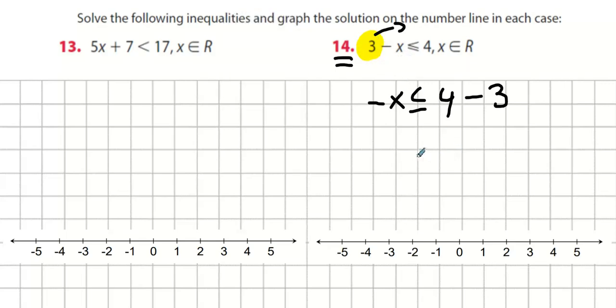The minus belongs to the x. Okay. Now we're at the stage where we have minus x is less than or equal to 1. Who got that far? Okay, what's the next step? Multiply both sides by minus 1. Excellent. What do you get there?